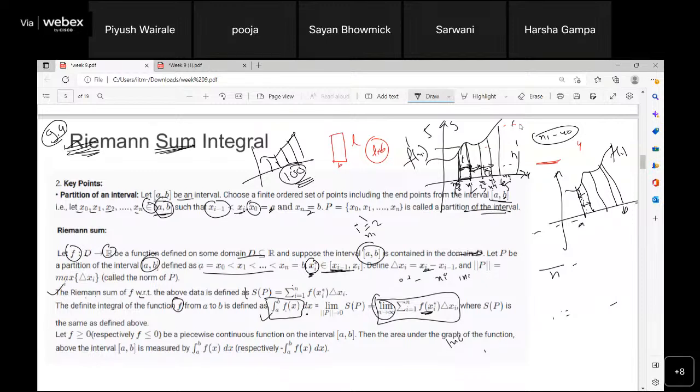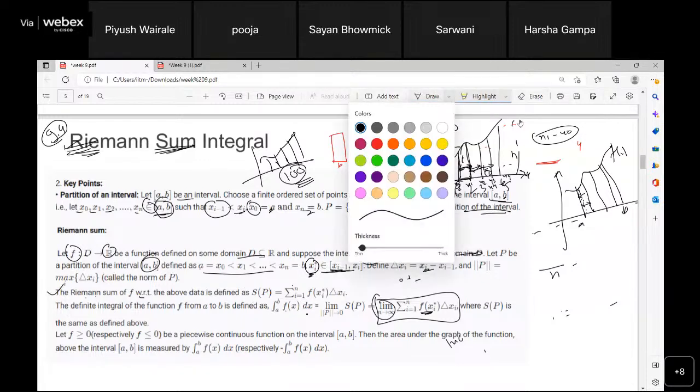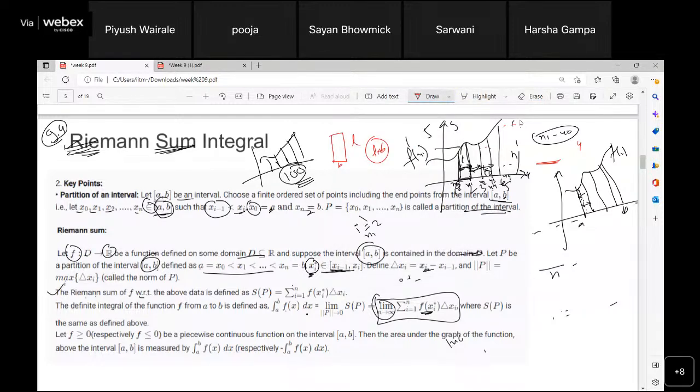Okay, so now one more thing is there, norm of p, right? Let me use a different pen. This is called norm of p. That is p like this. We represent it like this. So what is norm of p? That is the maximum of del of xi.